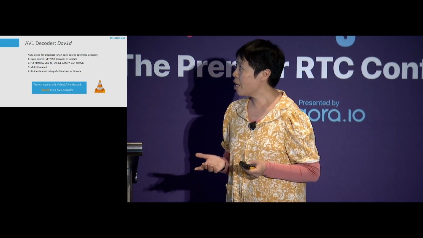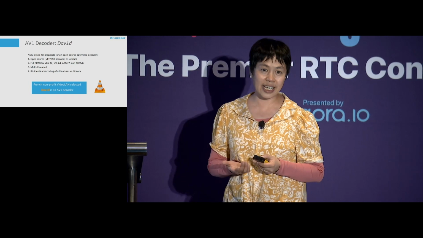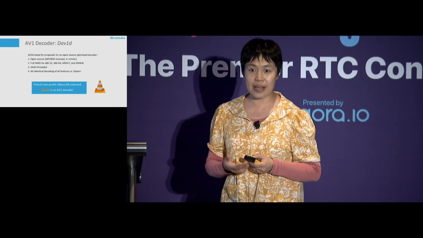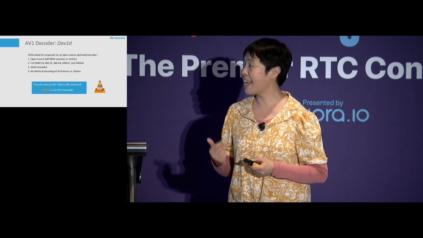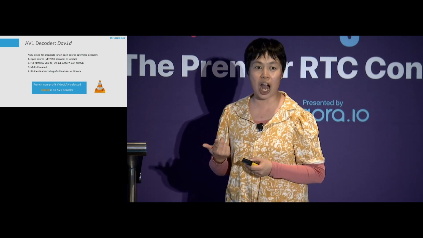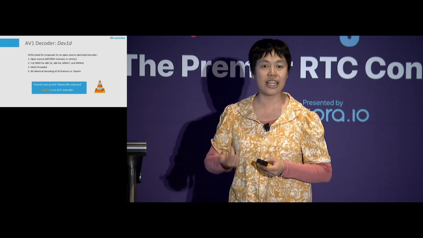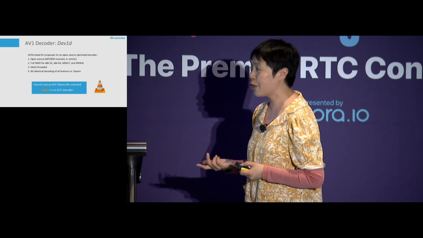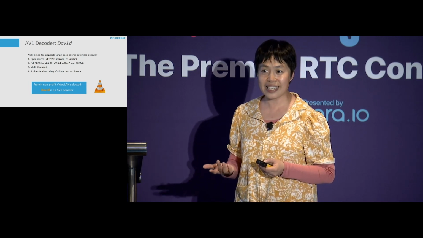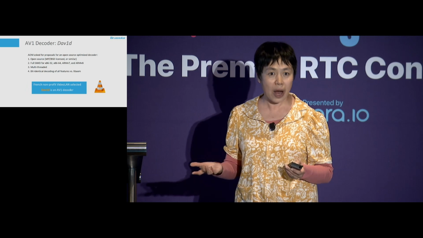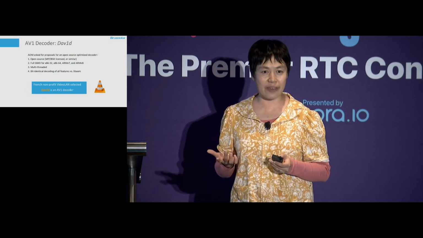The first thing for dav1d, when it came out, is that it was sponsored by AOM. The major goals of dav1d are, first, it has to be open source. Secondly, it has to be heavily optimized, particularly for PC architecture and mobile devices. And thirdly, it has to be multi-threaded. That is very important.